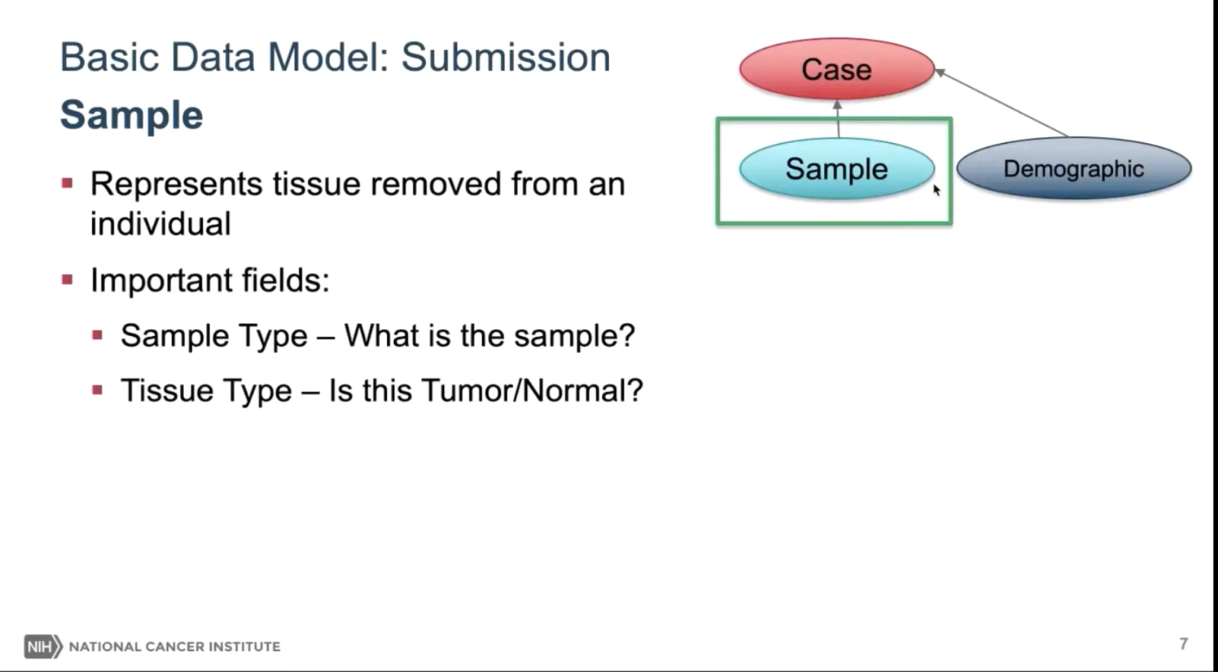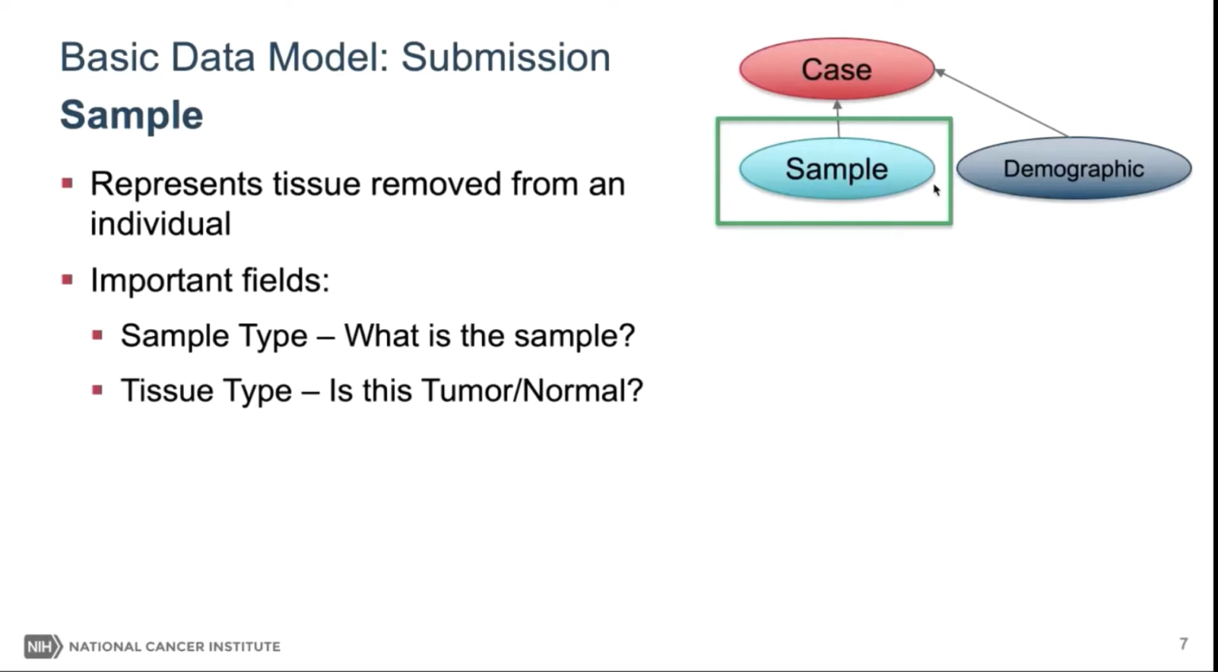It would tell you if it's from a tumor or from some other anatomical part. The other important field here is the tissue type. So sometimes the sample type can tell us whether it's a tumor or normal, but sometimes it can't. Like if it was just a blood draw, we wouldn't know whether it's tumor or normal.